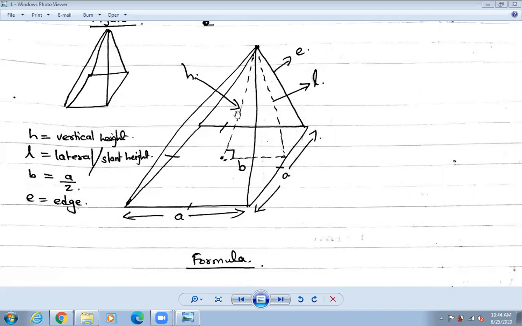So this is L, this is H, and what is this? This side of the triangle, as given here, is called E. E means edge, E-D-G-E, edge. So these are the things we need to know. A, and half of A is called B, which is used in your triangle. This perpendicular height is called H, the vertical height as we also say. And this is called the slant height, otherwise the lateral height, denoted by L. And this is the edge, E.